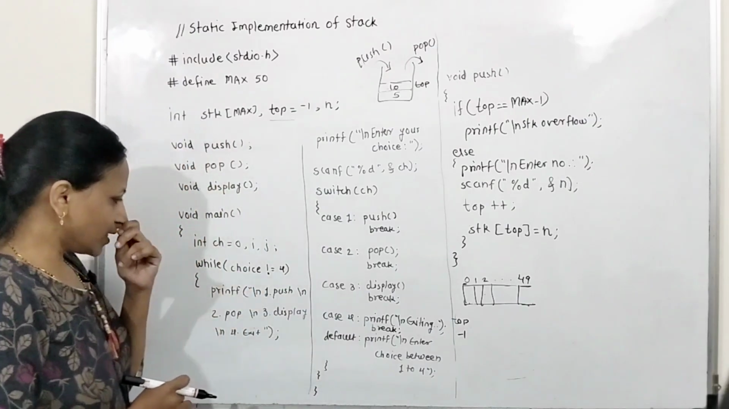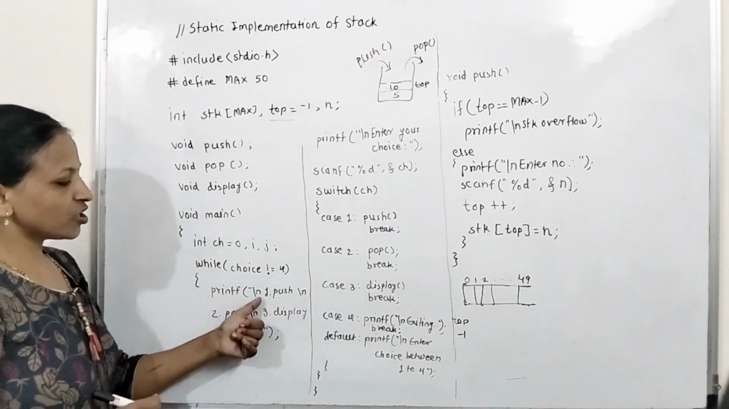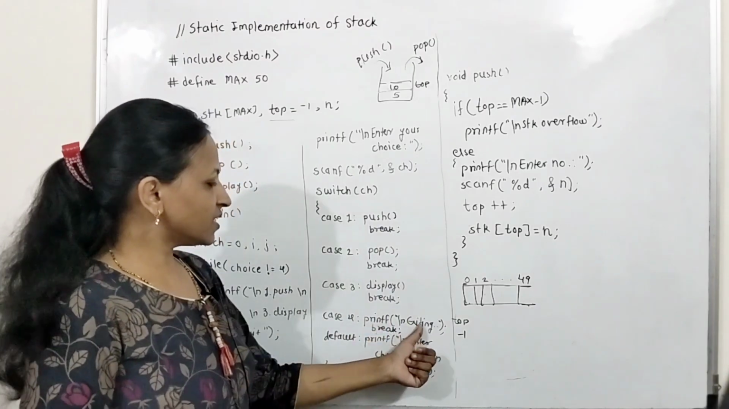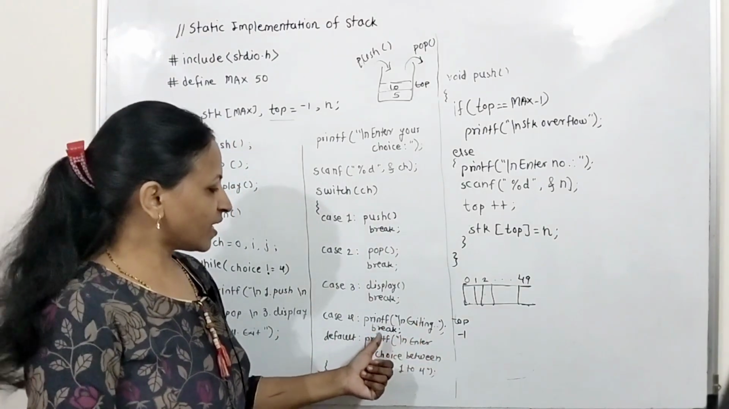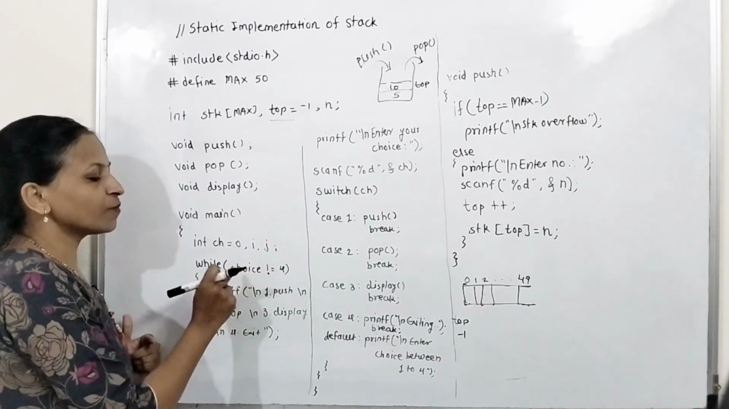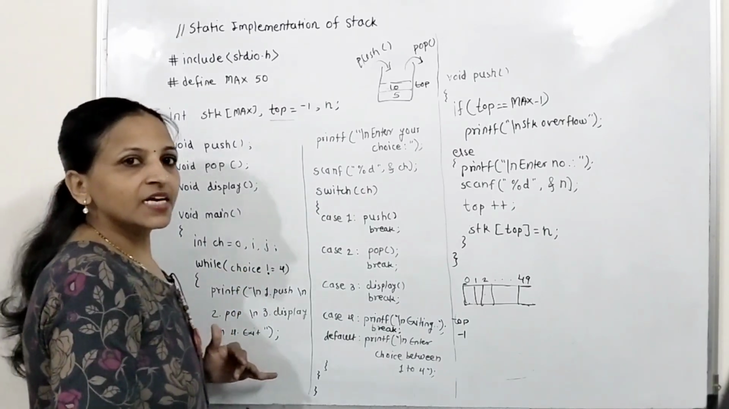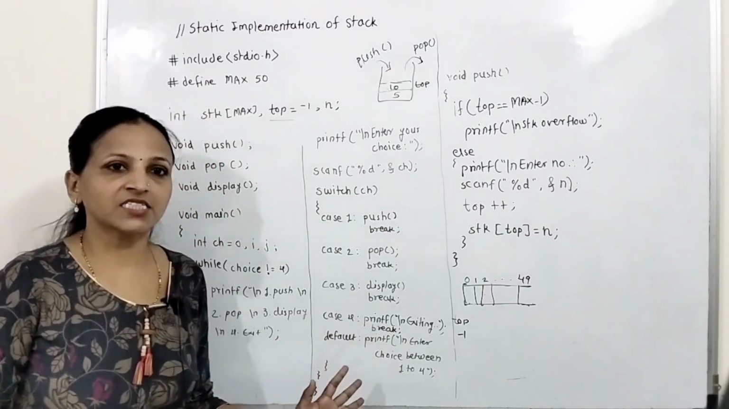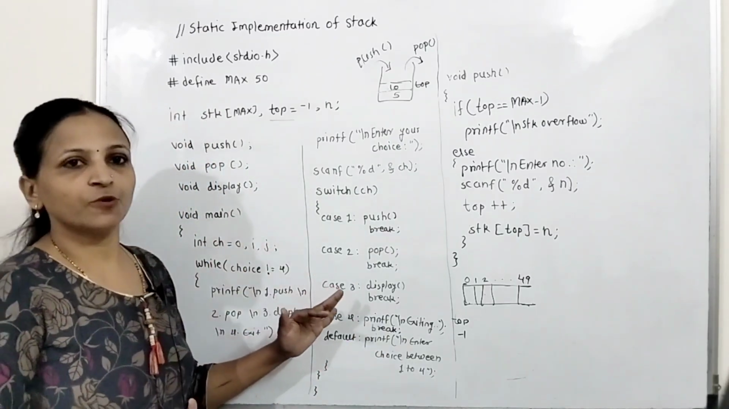Now see, here again the choice will be displayed. Suppose the user enters choice 4, then the exiting message will be displayed, and break. Currently the choice is 4, that's why we are coming out of that while loop also. Getting? This is the way you can write programs for data structures, like a menu driven program.